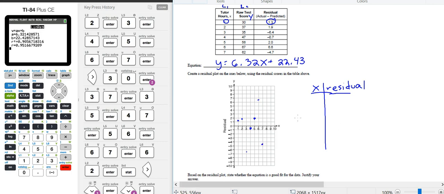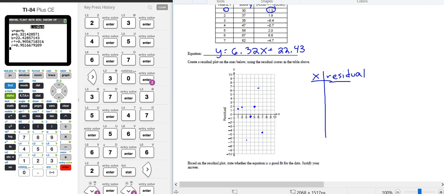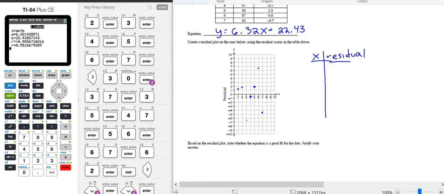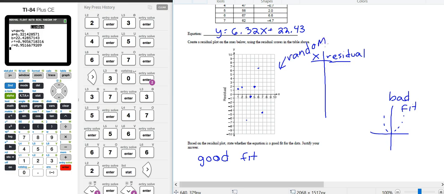The next part of the question says, based on the residual plot, state whether the equation is a good fit for the data and justify your answer. So this line is a good fit for the data because if the residual plot is scattered randomly and relatively evenly above and below the x-axis, it means that the regression line is a good fit. If, let's say, we would have a residual plot that ended up looking like a parabola or some other pattern, then it would be a bad fit. But since this residual plot is random, the line of best fit is a good fit for the data.